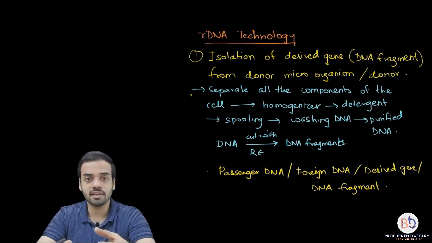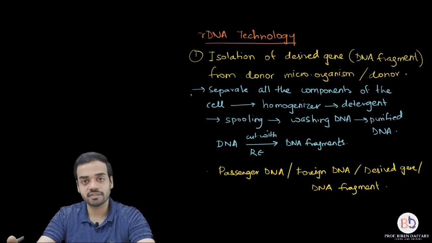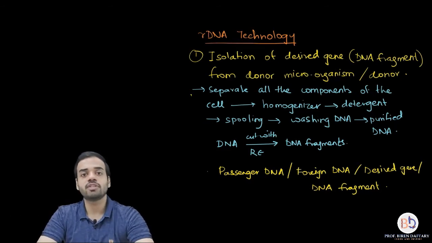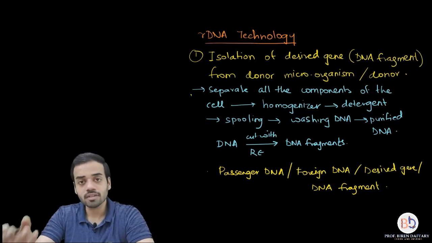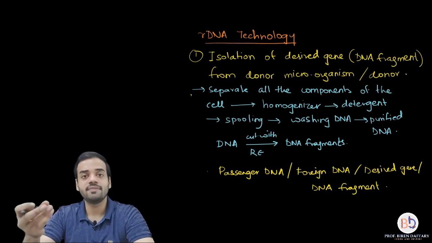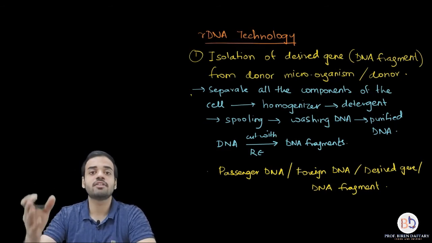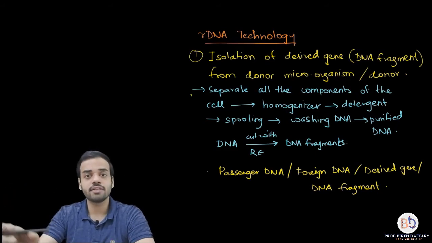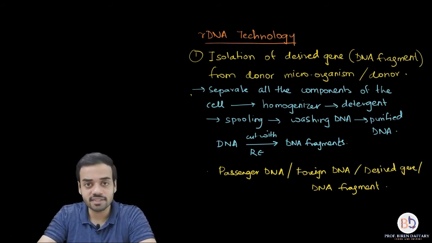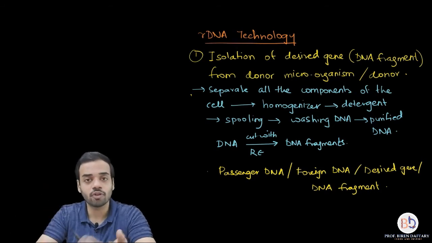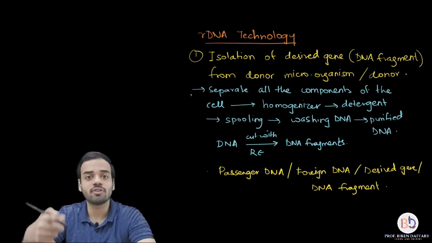First you take the cell, and you separate all the components of the cell by using a homogenizer. Once you separate all the parts of the cell, you extract the DNA and purify it. Then you cut the DNA with a suitable restriction enzyme. You will get many DNA fragments. Out of that you select the fragment having your desired gene, and that fragment which you have selected is called the foreign DNA, or the passenger DNA. I will tell you why it is called the passenger DNA.